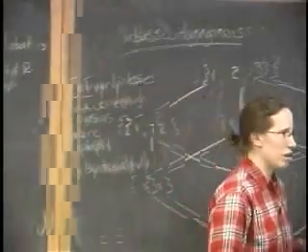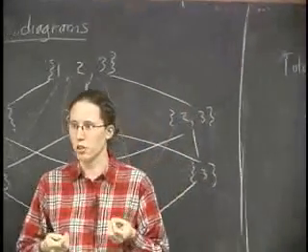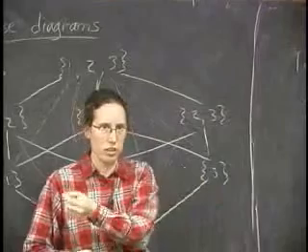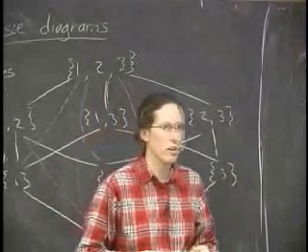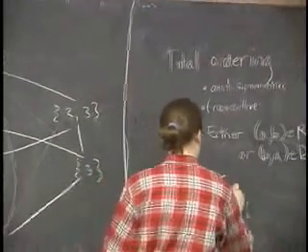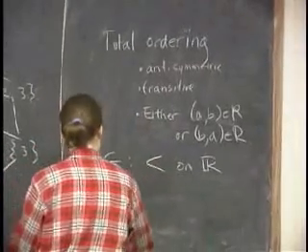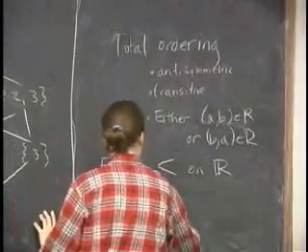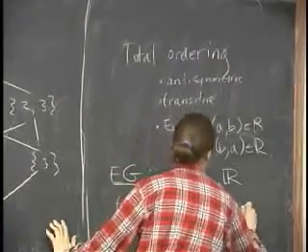And so an example of a total ordering is less than, because each pair of numbers is comparable. We can say this one is less than this one, 5 is less than 6, or 3 is less than 5. So this is a total ordering, because every pair of numbers is comparable.